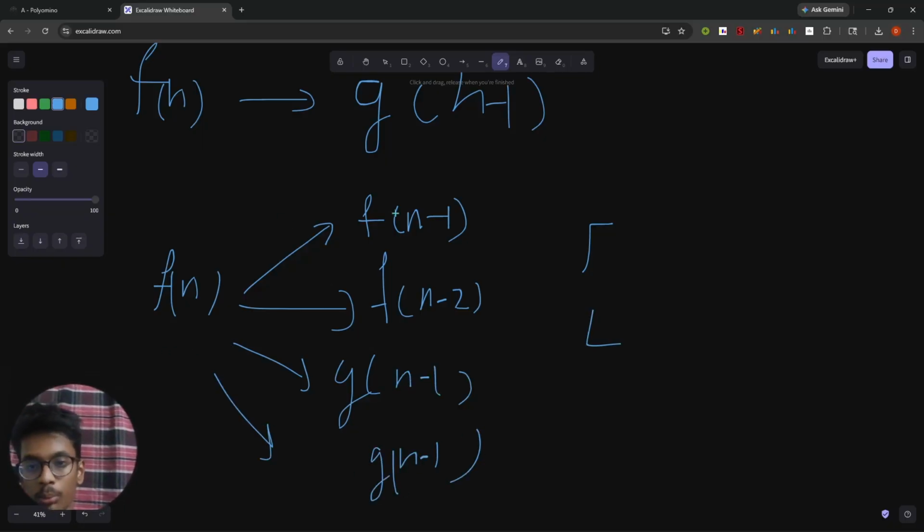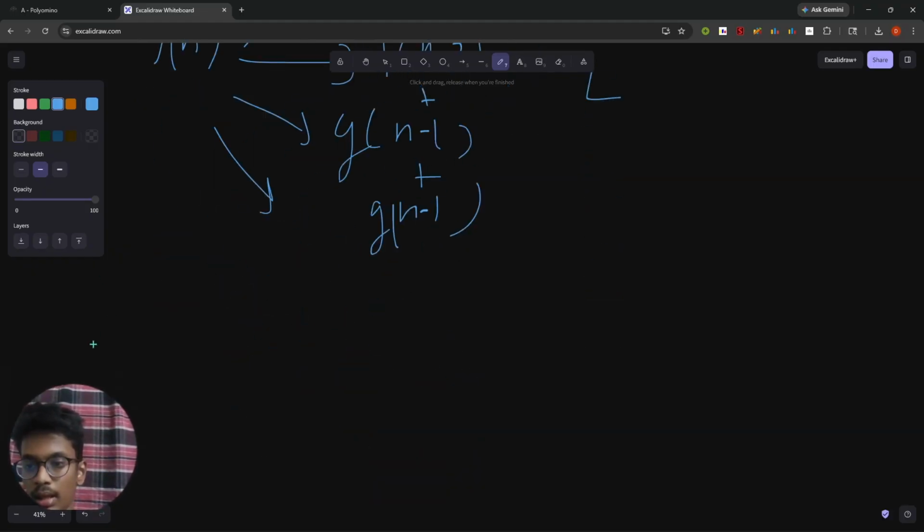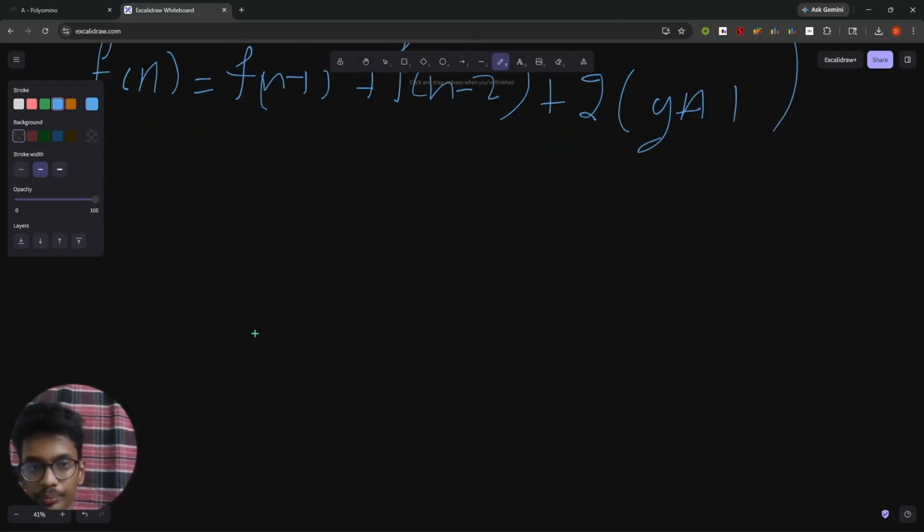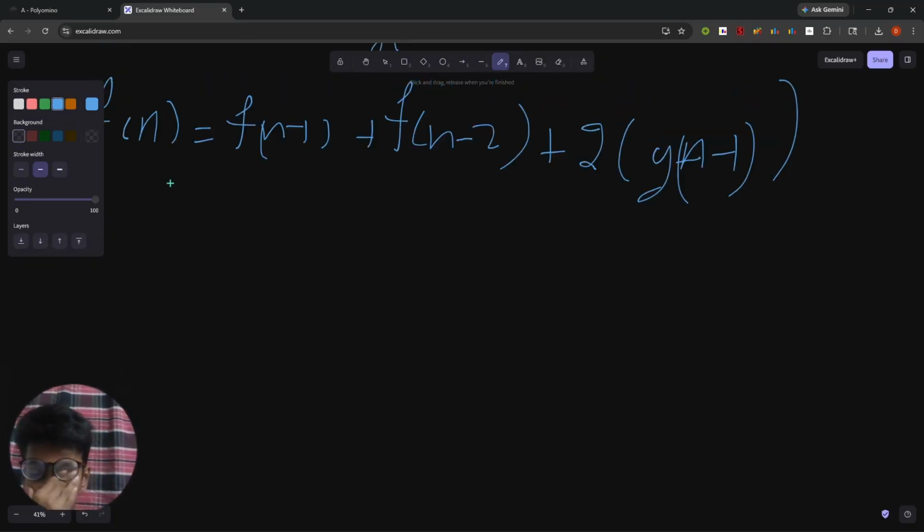Since I'm counting the total number of ways, I should sum them up, isn't it? If I sum them up, I get the recurrence relation for f of n, which is equal to f of n minus 1 plus f of n minus 2 plus 2 times g of n minus 1. Fine? 2 times g of n minus 1. I get this recurrence relation.